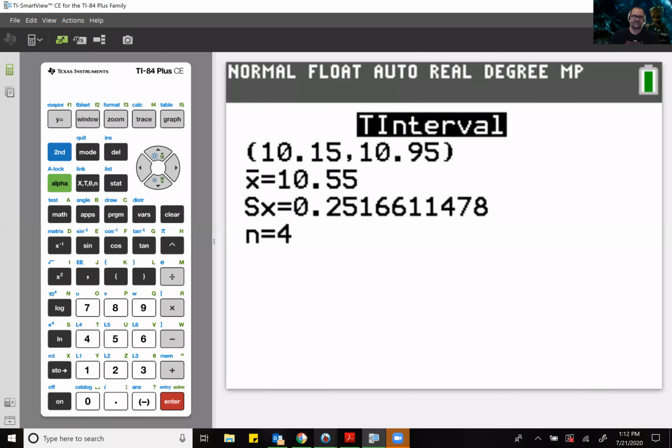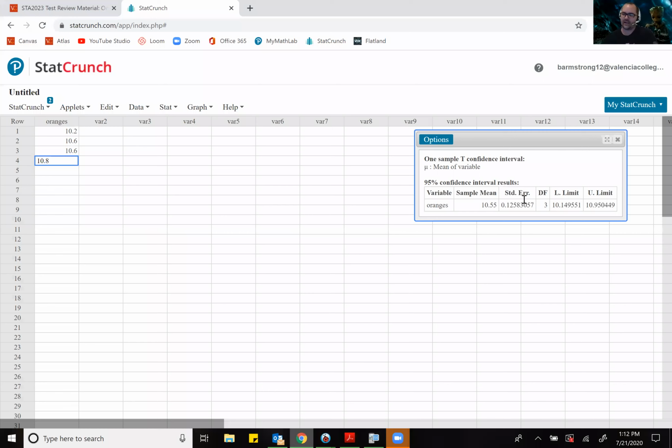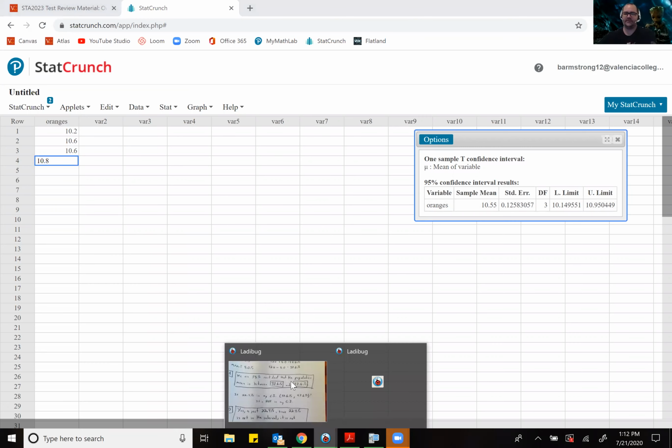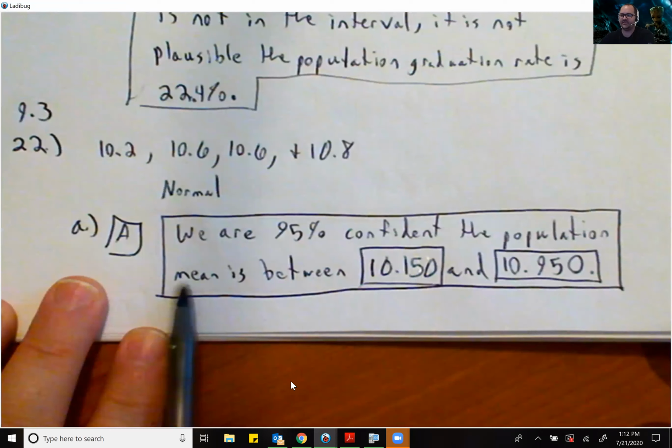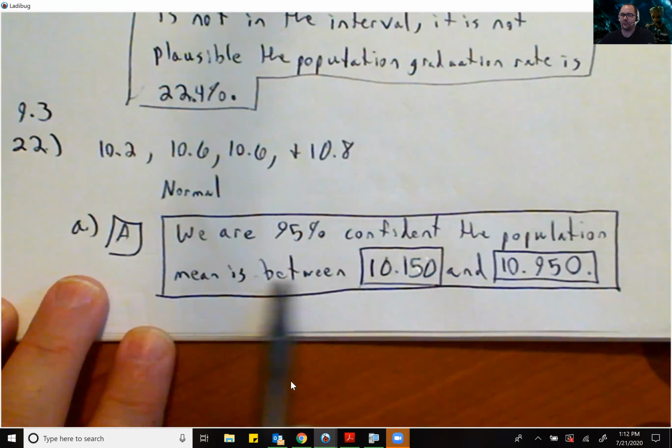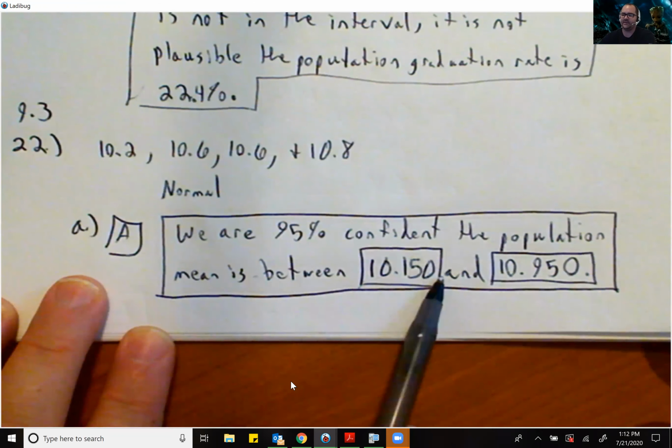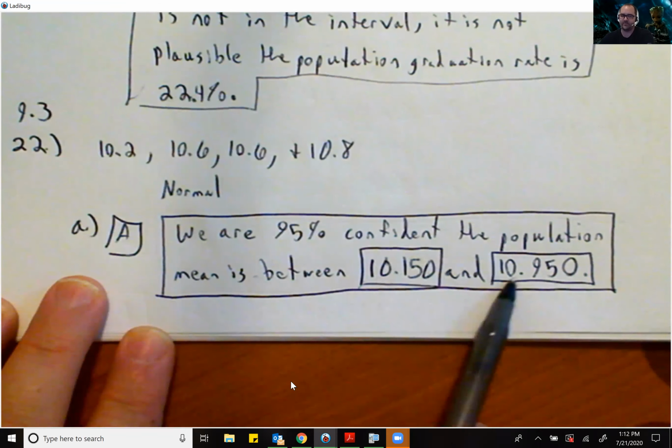But again, I would always err on the safe side. You know, I like StatCrunch a lot. It's free. It comes with our stuff. Why not use it? Okay. So there we go. This is our answer right here. We are 95% confident that the population mean is between 10.150 and 10.950. All right.